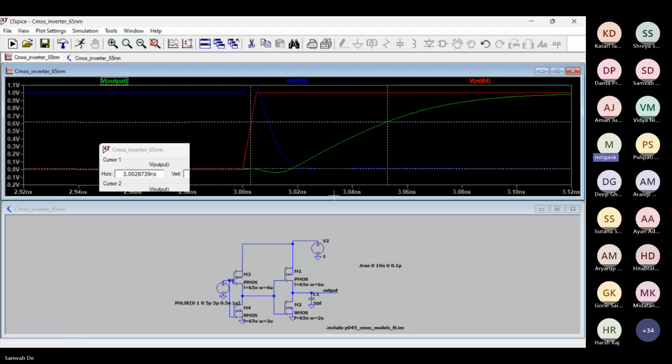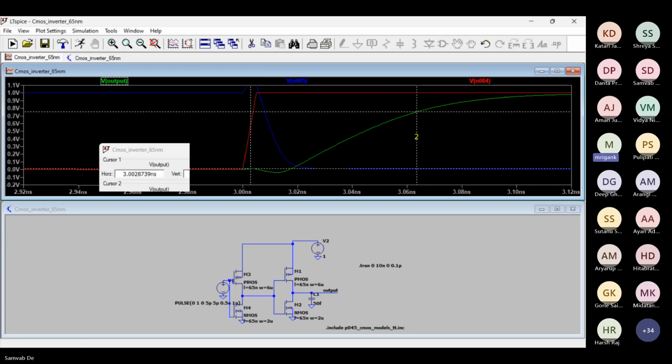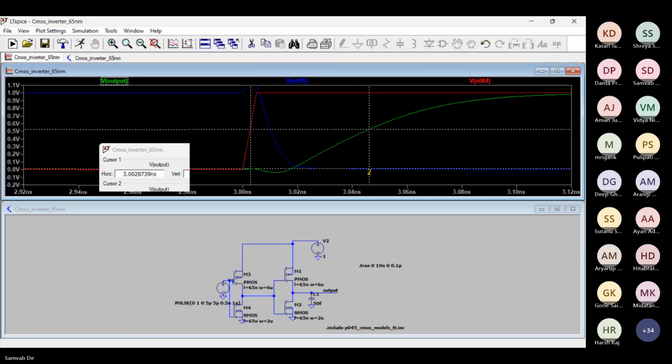Yeah, so this is 3.0028 nanosecond, and the other one, close to midpoint where it is VDD by 2. Go to that point where it is VDD by 2. Yes, so here the second point is coming around. So this one is which one? So called cursor 1, cursor 2. Cursor 1 I can see is 3.0028. Cursor 2 value I cannot see somehow.